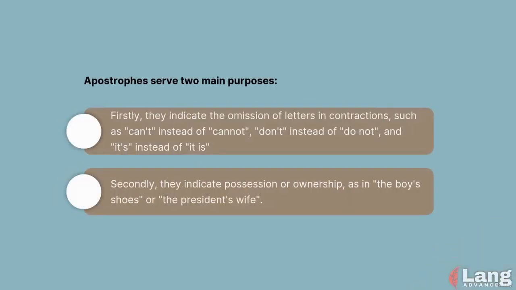Apostrophes serve two main purposes. Firstly, they indicate the omission of letters in contractions, such as can't instead of cannot, don't instead of do not, and it's instead of it is. Secondly, they indicate possession or ownership, as in the boy's shoes or the president's wife.